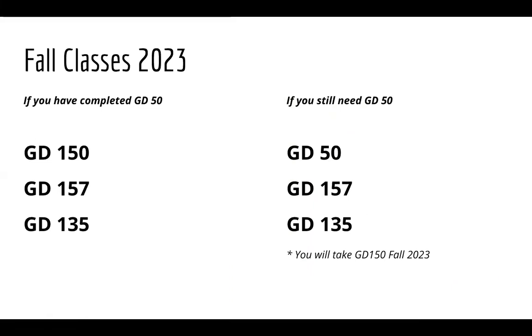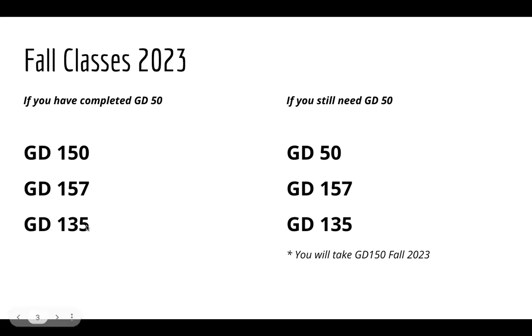So for the fall, if you've completed GD50, you'll go ahead and take GD150 with Rusty, and you'll take GD157 with me. So GD150 is a continuation on working with HTML, CSS, a little bit of JavaScript. And then GD157 is motion graphics. We predominantly work with After Effects. And at the end of the semester, the last project, we work with web animation as well. So you will use some of those coding skills from GD50.